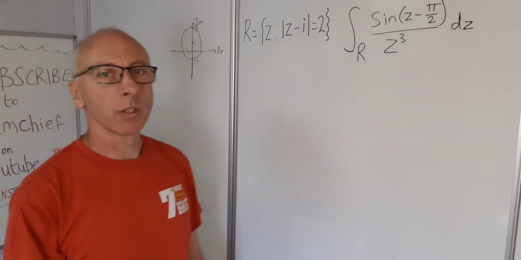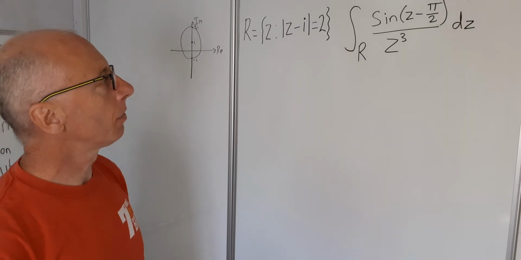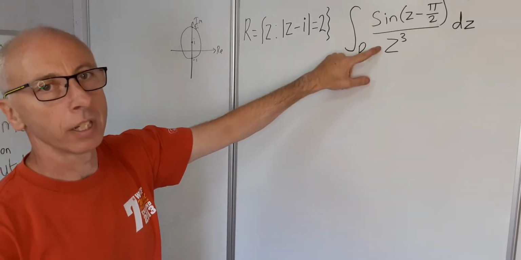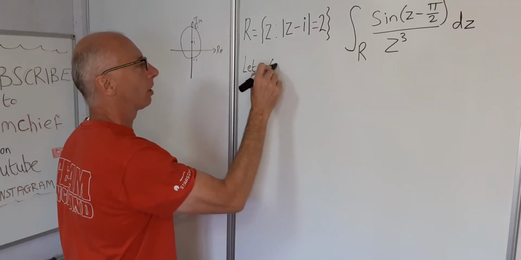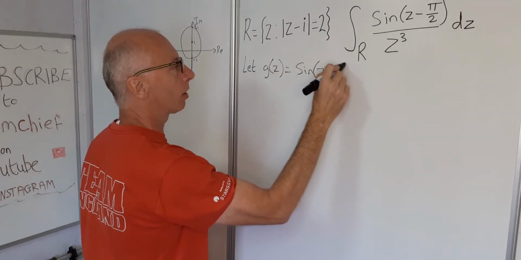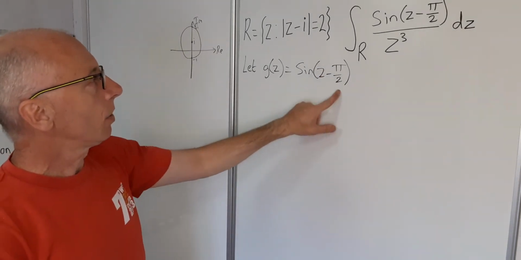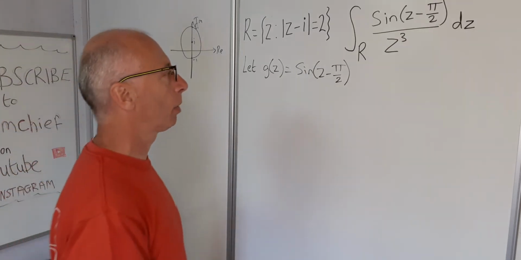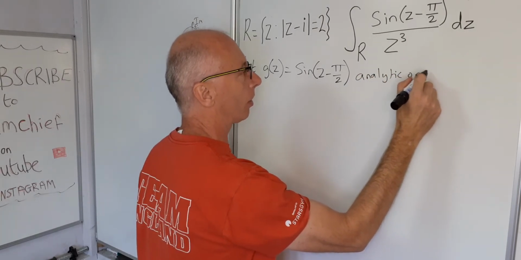Now this is looking like we're going to use Cauchy's nth derivative formula. So for Cauchy's nth derivative formula, we'll need to rewrite this integral in terms of the numerator and denominator. So if we let g of z equal sine of z minus pi over 2. Now this function in the numerator, we can see is analytic everywhere on the complex plane. So this is analytic on the complex plane.